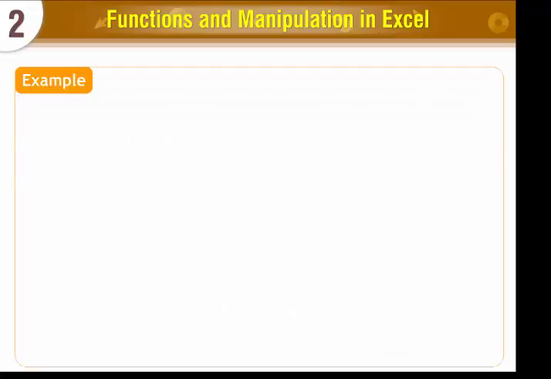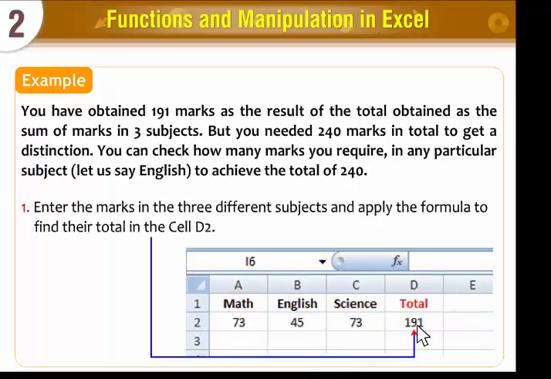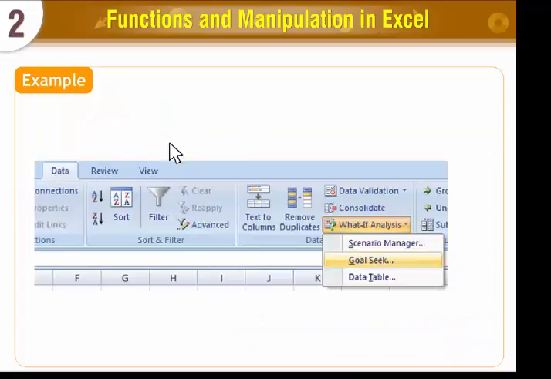Example: you have obtained 191 marks as the result of the total obtained as the sum of marks in 3 subjects, but you needed 240 marks in total to get a distinction. You can check how many marks you require in any particular subject, let us say English, to achieve the total of 240. Enter the marks in the 3 different subjects and apply the formula to find their total in the cell D2. Click on the Data tab.